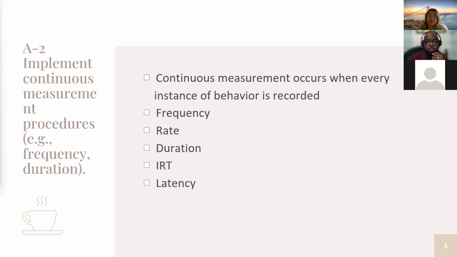So the different methods of continuous measurement, you might have questions that ask you what are the different continuous methods, or which one is an example of a continuous measurement? It's going to be frequency, rate, duration, IRT, and latency. So frequency is when we take data on every time the behavior occurs. We can take a tally, we can take a count, and then you also have rate. Rate is very similar to frequency. The only difference is that they're taking data over time.